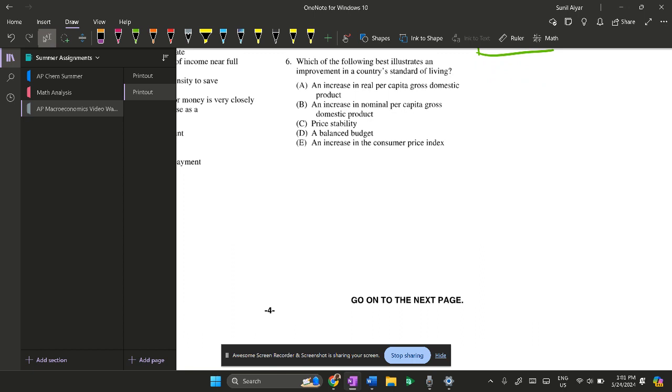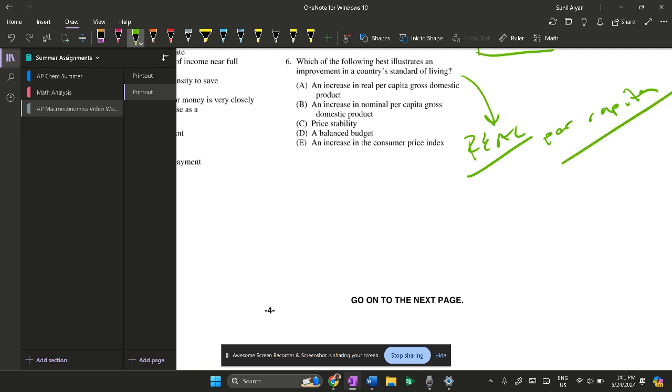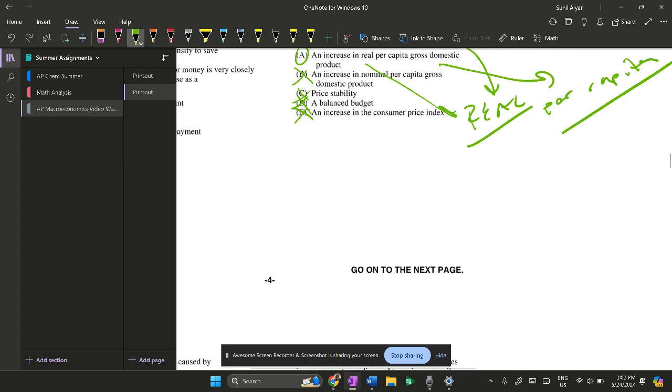Okay, number 6. Which of the following best illustrates an improvement in the country's standard of living? Standard of living is usually associated with real something and then per capita something. If you see those words in it, that's probably what it is. Say nominal, no. Price, no. CPI, nothing to do with it. And then there's that real GDP per capita.